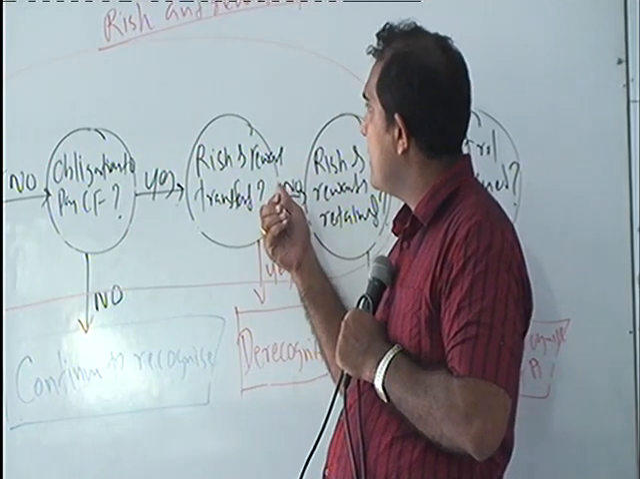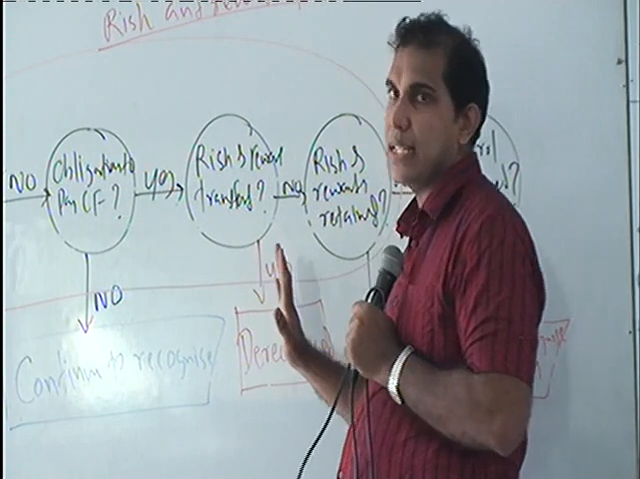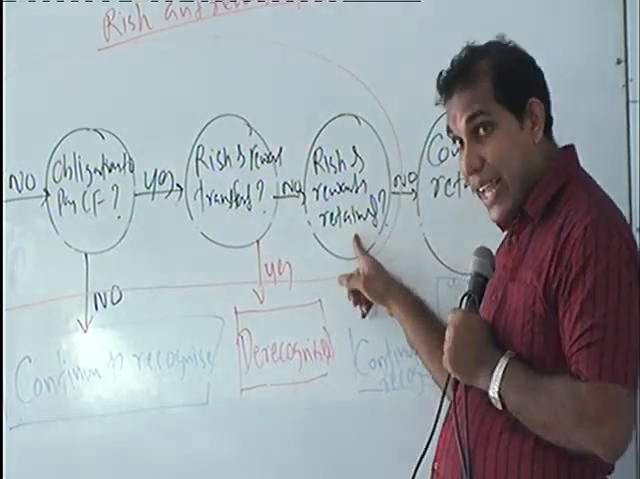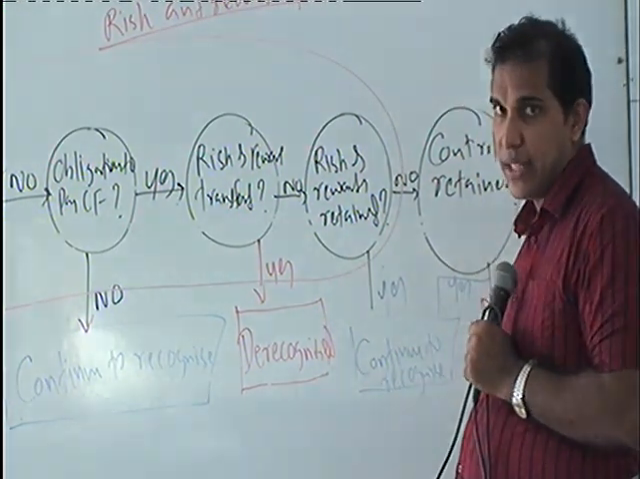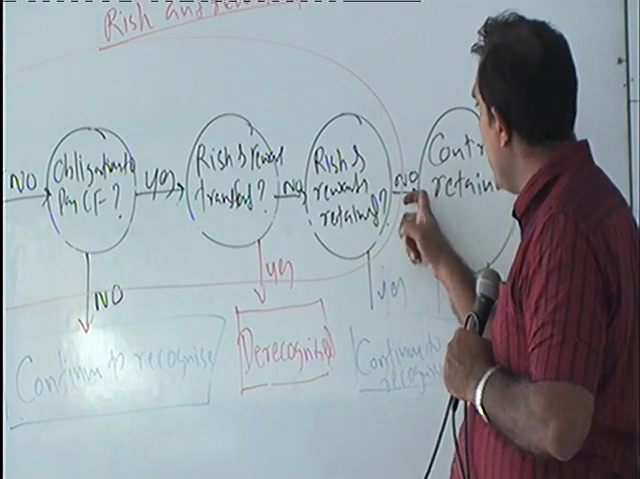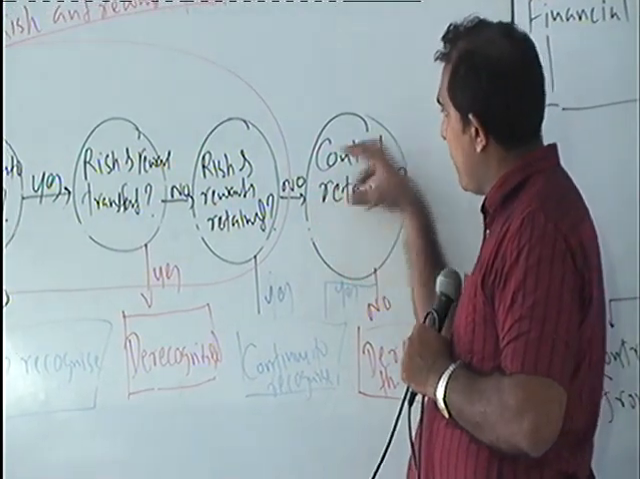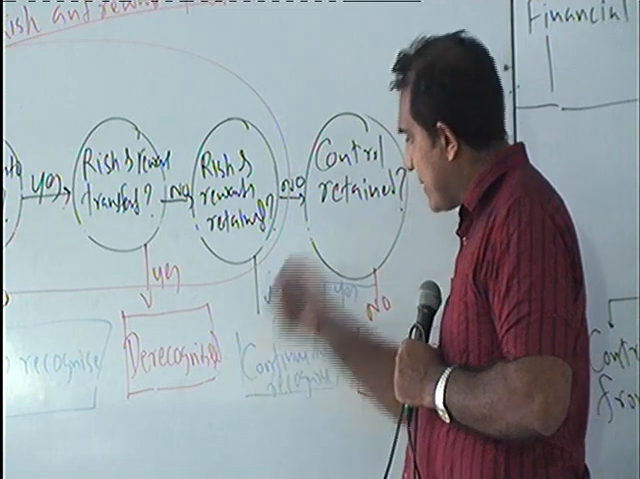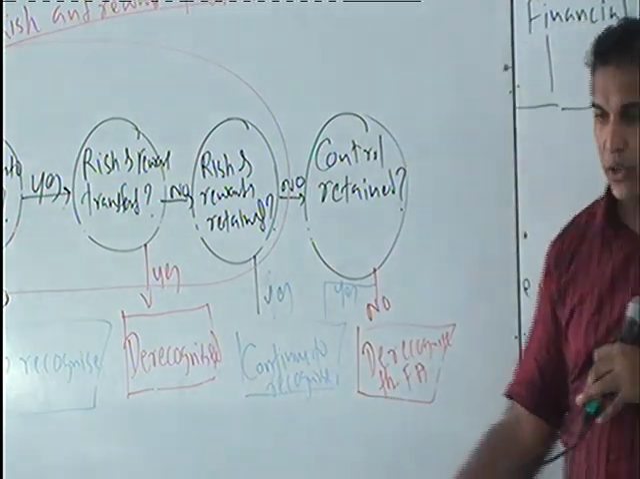risk and rewards transferred. If yes, derecognize, no problem. If no, we need to check whether risk and rewards are retained or not. If yes, continue to recognize. If no, we need to check the control. Who has the control of the financial asset? If retained, yes, continue to recognize. If no, derecognize the financial asset. I hope you understood that one.